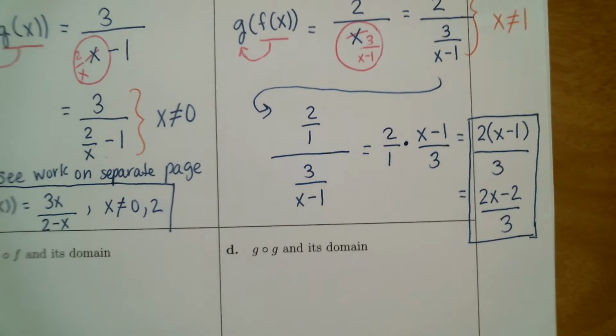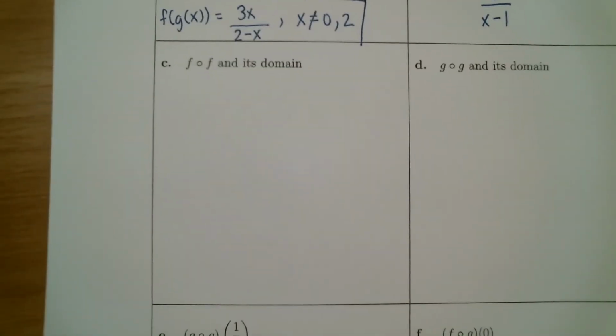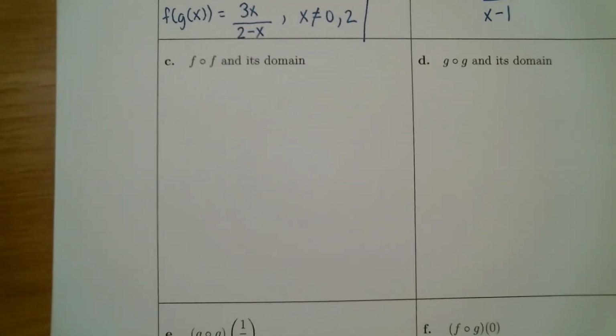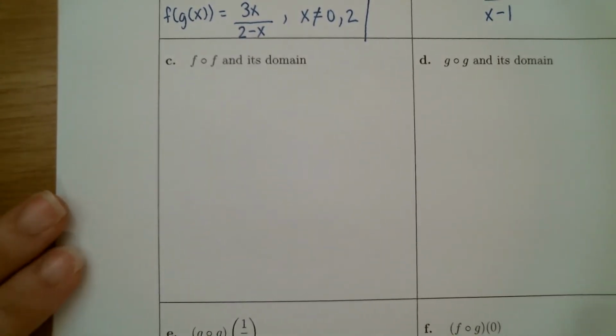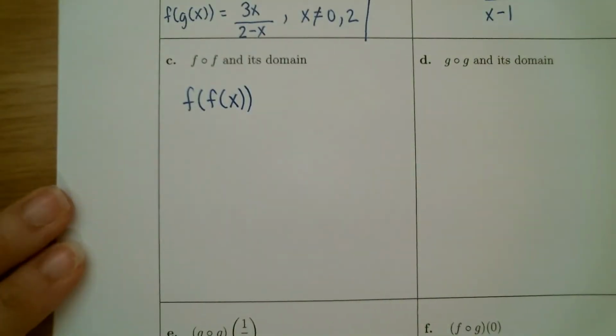All right, let's move on to part C. C is going to be another messy one. We're going to do f composed with f in this case. Again, I'll probably end up doing the work on a separate piece of paper. So this is going to be f of f of x. We are plugging f into f.